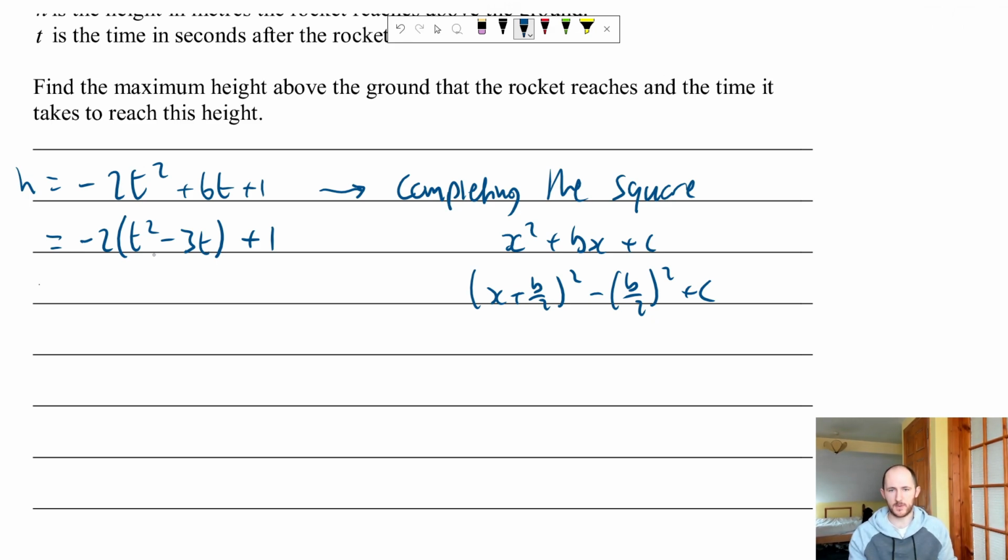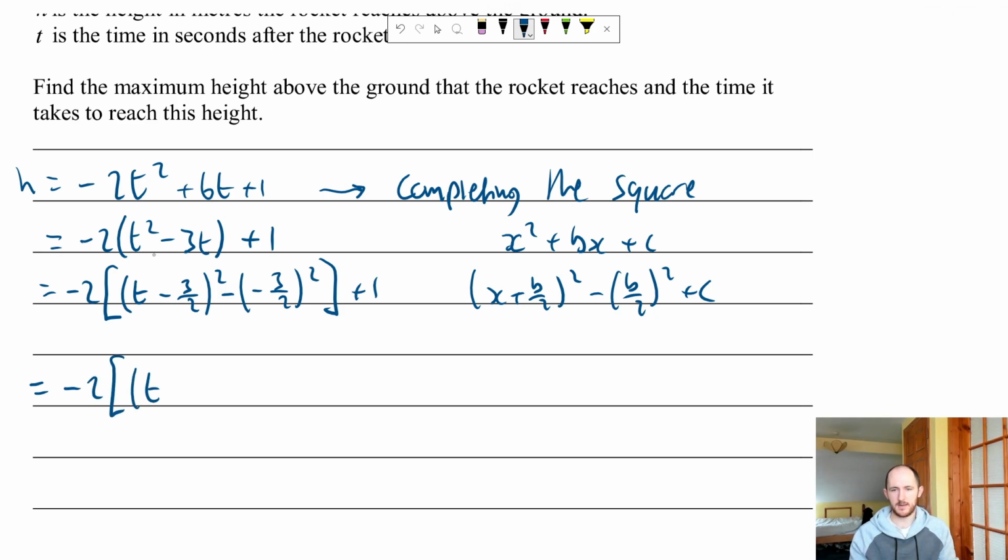Now we do completing the square. Negative 2, I'm going to make it a big bracket, t minus 3 over 2 squared minus 3 over 2 squared plus 1. Then keep going. I'm going to skip a line just because it's getting a bit messy. Do I want to expand the bracket? No, it's fine. Let's do it this way. t minus 3 over 2 squared. That would be 9 over 4, so negative 9 over 4.